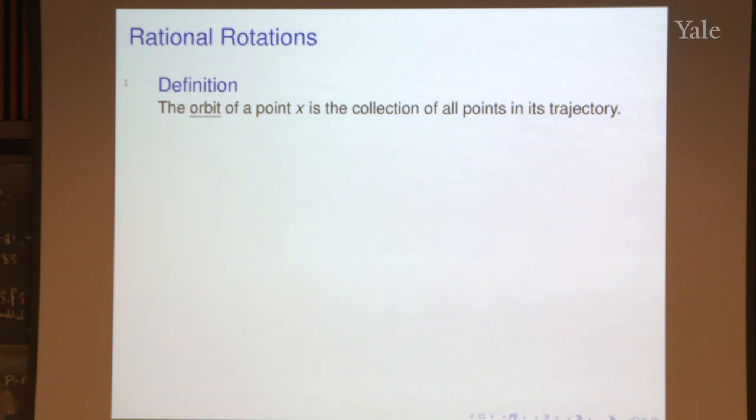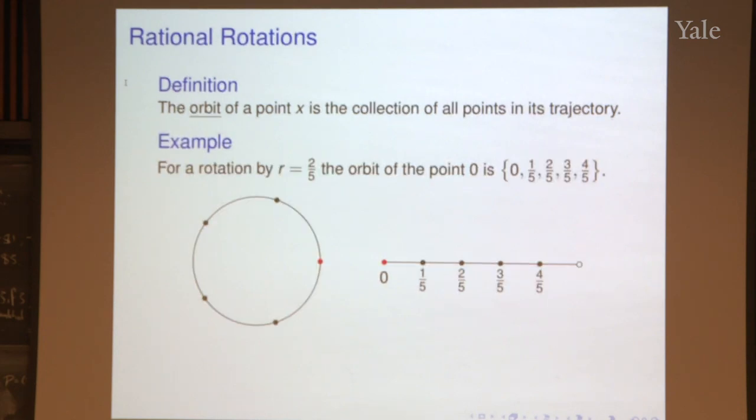So here's another definition, a bit of terminology. The orbit of a point is the collection of all points that it will eventually reach when we apply our transformation over and over. So it's the path that the point takes. As we saw with the 2/5 example, the set of points that it hits is 0, 1/5, 2/5, 3/5, 4/5. And we could throw 1 in there, but 1 is equal to 0.